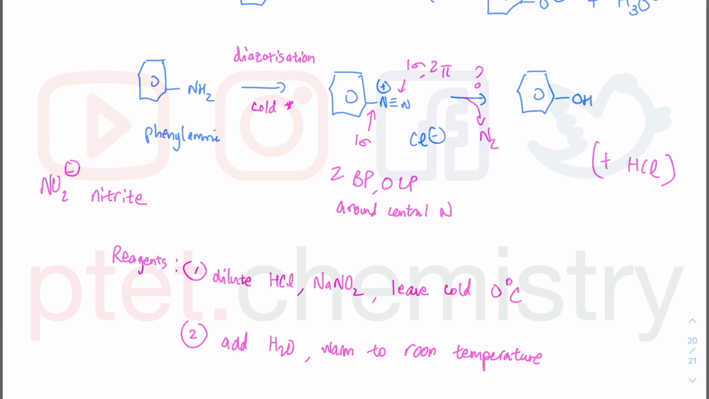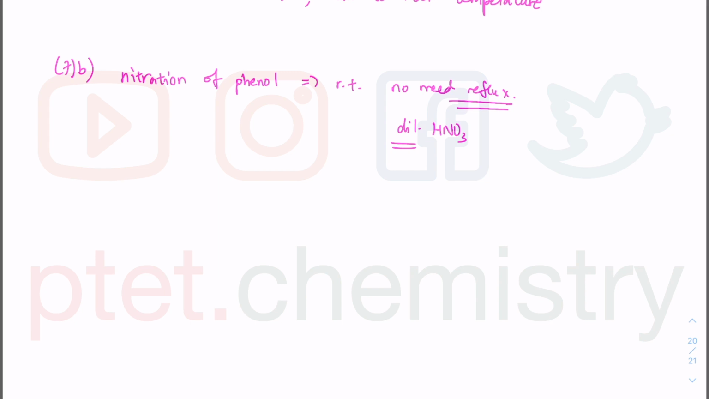Okay, so the next bit of the question, 7b, says phenol reacts with dilute aqueous nitric acid. So this is going to be the nitration of phenol. As you know, phenol is very reactive to electrophilic substitution. You can do it at room temperature. No need for reflux. You don't even need concentrated nitric acid. You can do it with dilute, and you also don't need reflux because of the very rich benzene ring, and it's all down to the OH bonded to the benzene ring.